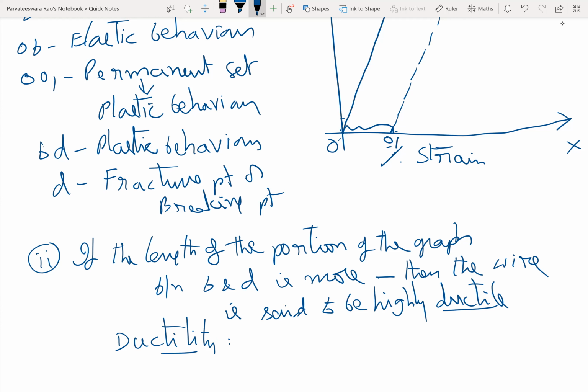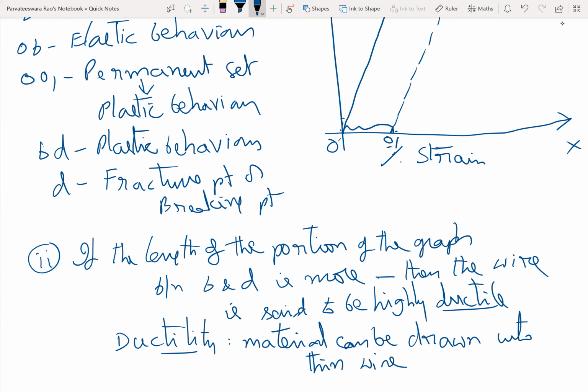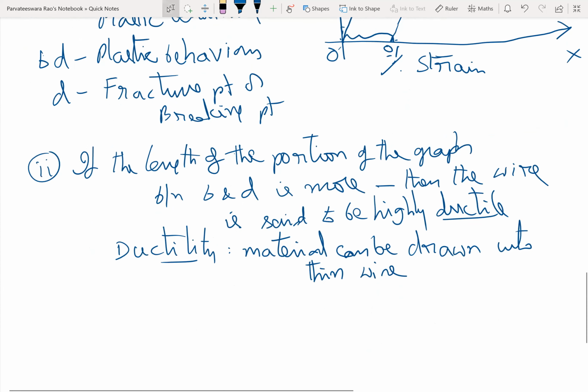Ductility is the property by virtue of which a material can be drawn into thin wires. This property is used in making ornaments. Platinum, gold, silver, copper, aluminium, etc. We use the property of ductility in making them into wires.